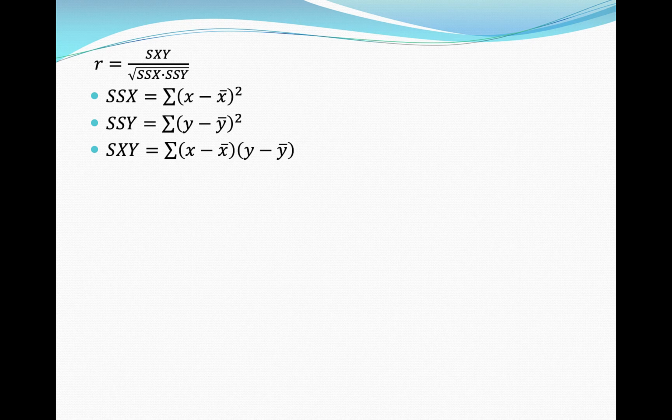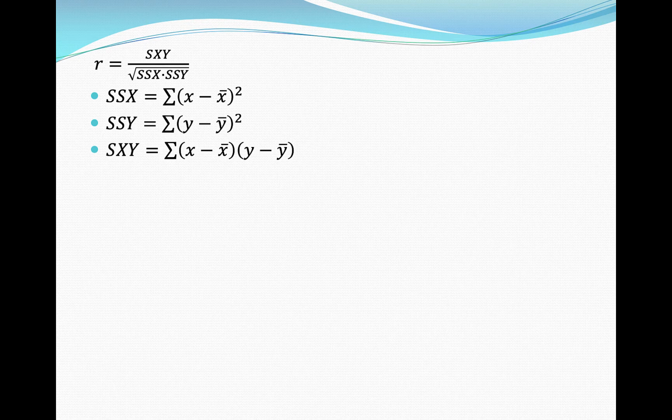The SXY, you'll notice, instead of having a squared, has one term that includes x and another term that includes y. So we have the x minus x bar and the y minus y bar multiplied together instead of two of the same term, so it's not squared. If you divide that by n minus 1, you get what's called covariance.